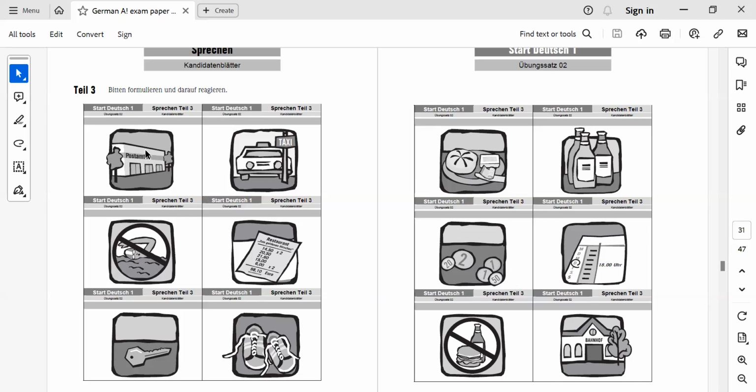Then here he has given, luckily, taxi. The next picture you can see is Schwimmen, they have put a cross here, that means you are not allowed to swim here. Then the next one is the Rechnung, that is the bill. You're going to the restaurant and you're paying the bill. Then key, this is key. Then this is Rechnung, this is Schwimmen, this is taxi, and this is Postamt.